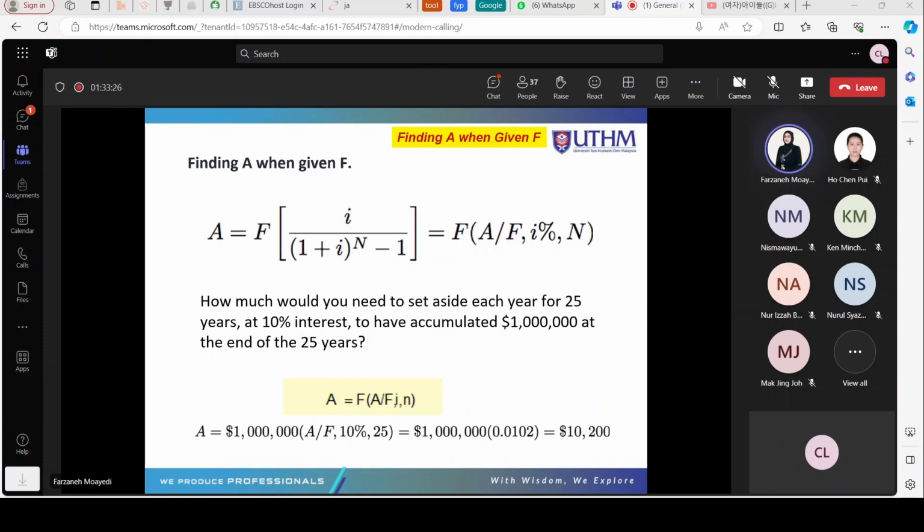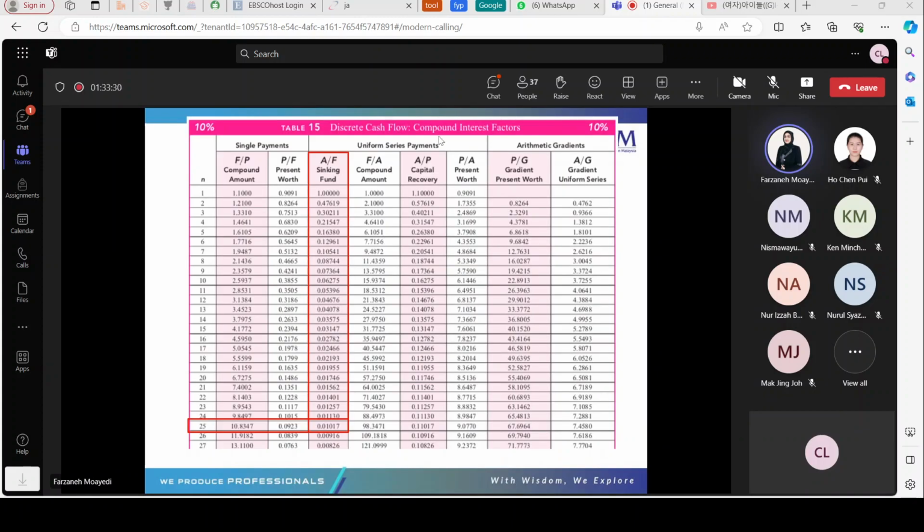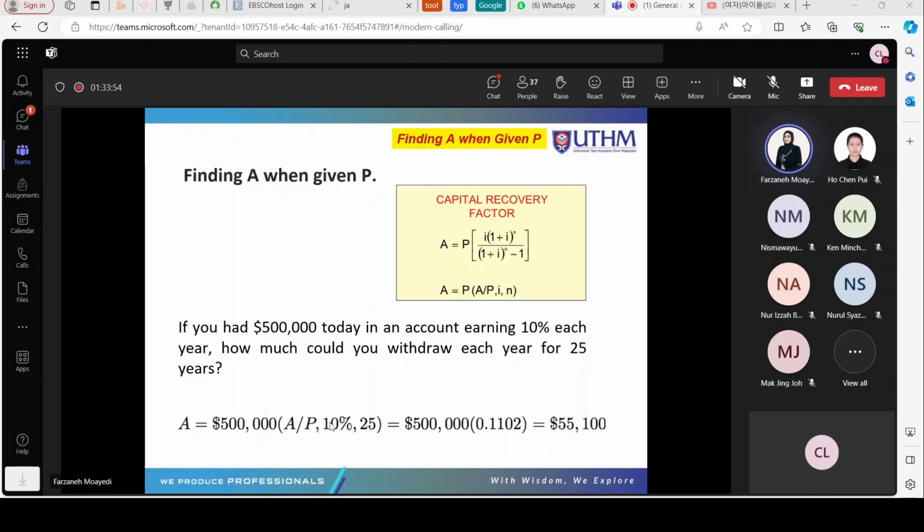Okay, this is the one. The table of 10%, the year 25, and you are looking for A. You want to know how much is A, where you know already that F is 1 million. So this is the value times 1 million, it would give you the answer.